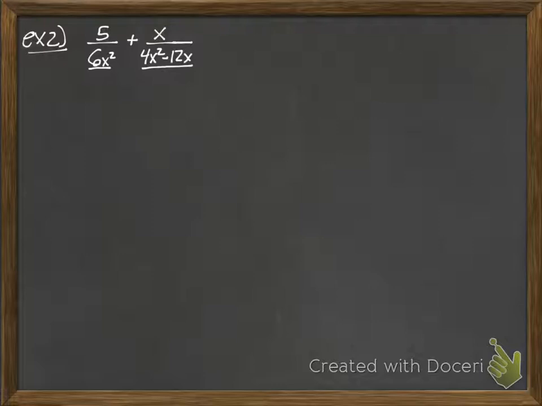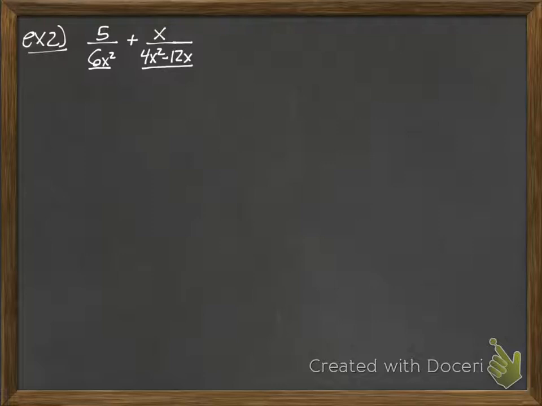So here we go, example 2. Let's go to something a little bit more fun. Let's go 5 over 6x squared plus x over 4x squared minus 12x. Okay, now we're in a whole different ballgame. Right away, you might realize, okay, 6x squared and 4x squared minus 12x are not the same. And therefore, I can't just go 5 plus x.